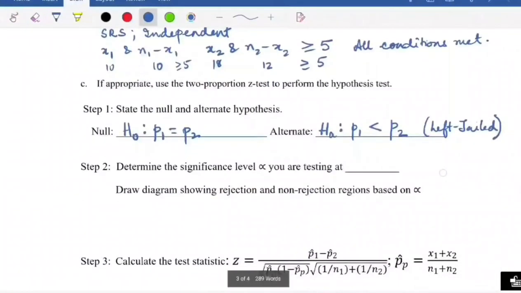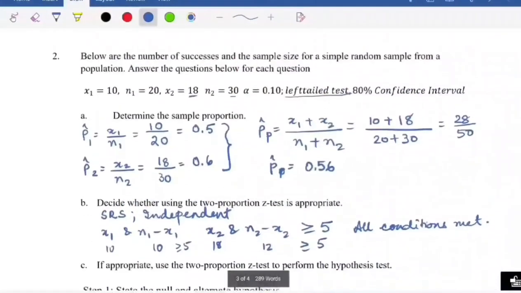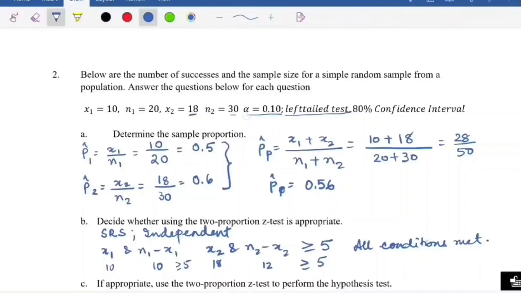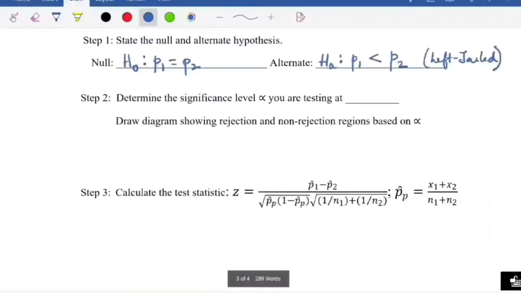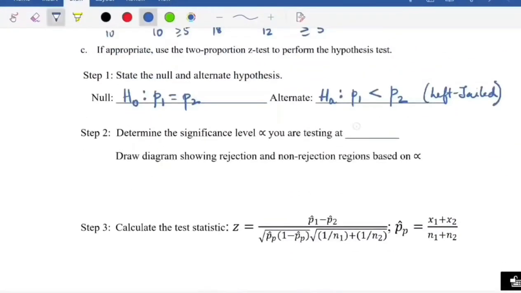All right. Then step 2 says determine the significance level alpha you are testing at. They gave us an alpha value of 0.10. So don't always assume that it's going to be 0.05. That's the alpha we have been using for most of the questions, but it can be different as well. So in this case, alpha is 0.10.